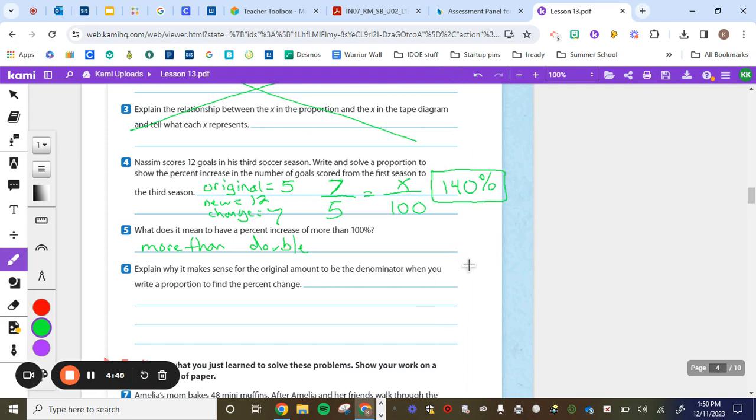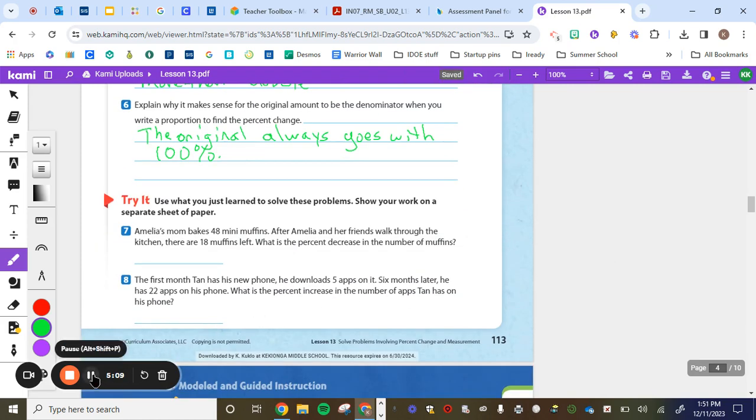Now question 6, why does it make sense for the original number to be the denominator when you write a proportion to find the percent of change? It's just what we have been working with this entire time, that the original always goes with the 100%. Or we should say the original is always the 100% every time. Now try questions 7 and 8.